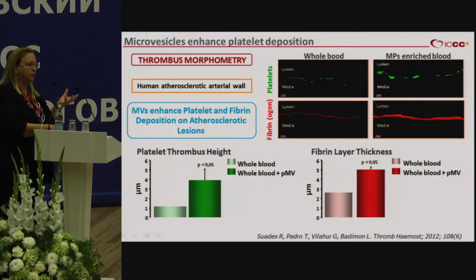Thrombi in vivo are complex products that are not platelet only. So we wanted to see if we had an effect that was associated to fibrin formation, also because it's tissue factor dependent. And as you see here in this case, what we perfused was human atherosclerotic plaque, perfused by normal blood. This is not patient blood, this is normal blood, but nevertheless, this is the situation, this is platelets for comparison, and this is fibrin, and this is whole blood, and this is microparticle-enriched blood. And this is the quantification.